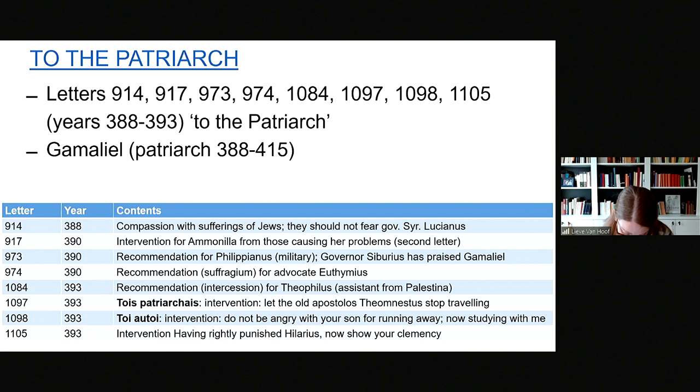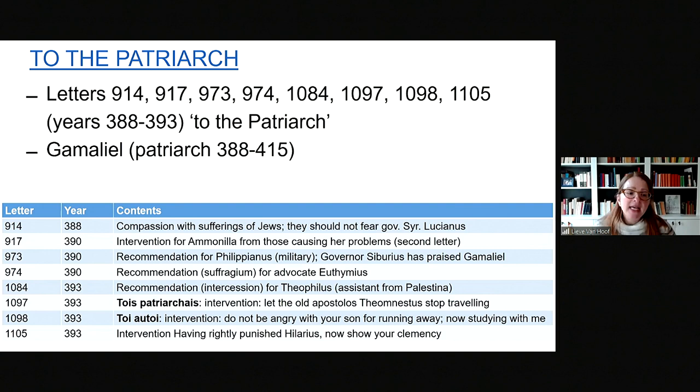These letters, which are addressed to the patriarch as such, to the patriarchy, date, we know, from the years 388 to 393 AD. And we know, of course, that the patriarch at that point in time was Gamaliel, who was in office from 388 to 415. Gamaliel was well-connected as a person. He held an honorary prefecture for a period of time. And he also was very involved in Roman politics, ensuring, for example, that Hesychius, who was a man of consular rank and who had served as a provincial governor, was executed by Theodosius. Just to give you an idea of the degree to which Gamaliel as a patriarch was involved in politics as well.